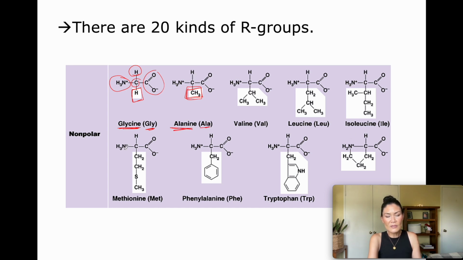Notice how all of the amino acids have the same basic structure: amine group, carboxyl group, attached to a central carbon atom, attached to a hydrogen atom. Where they are different is right here, the R groups. When I say R groups, they are different groups of atoms or molecules. And all of these amino acids have different names: Val, Leu for leucine, isoleucine, Met for methionine, Phe for phenylalanine, and Trp for tryptophan.